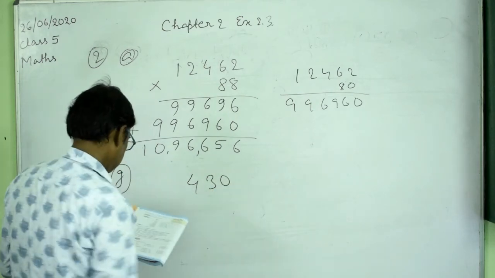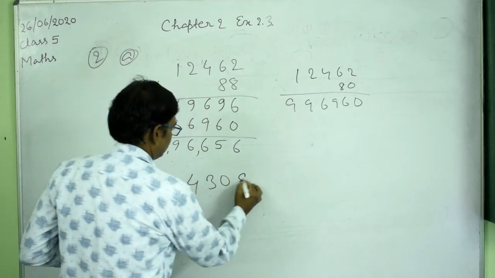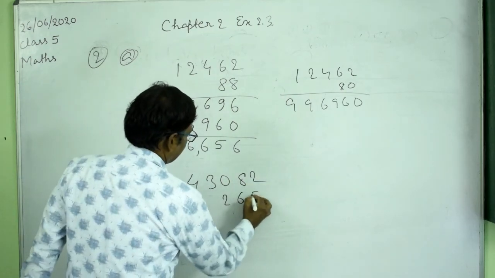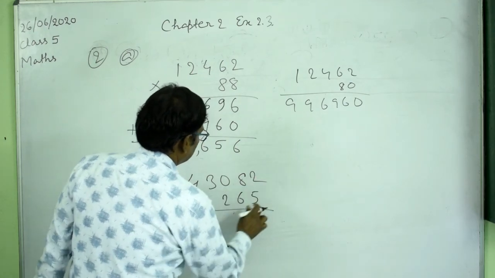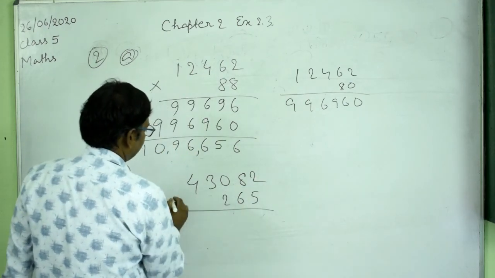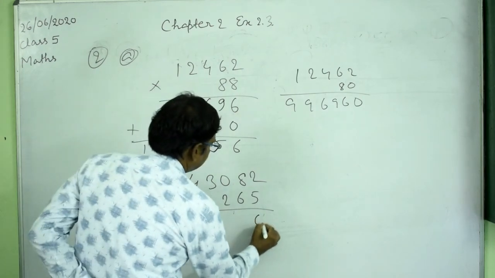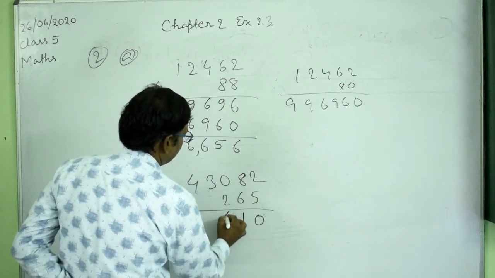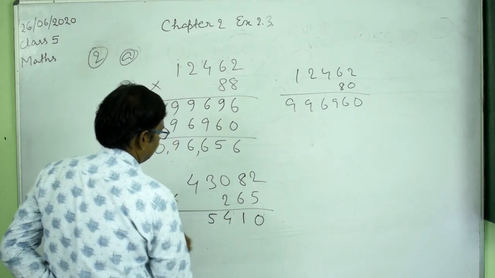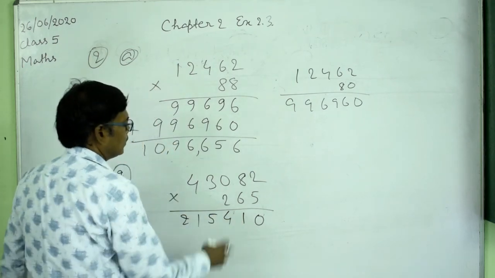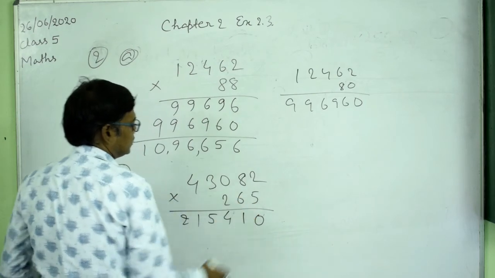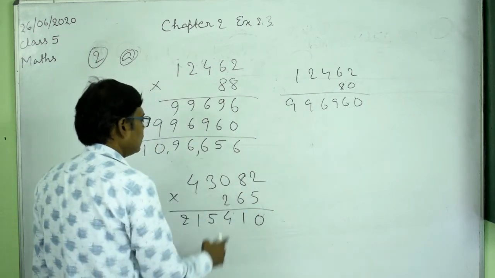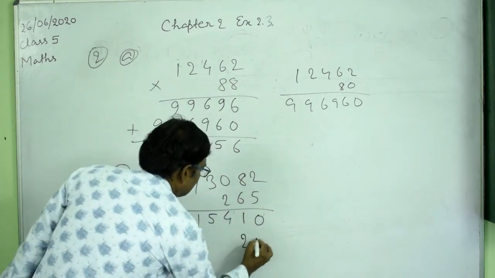So 430 into 82 and into 265. First multiply this number with 5. 5 twos are 10, and 8 fives are 40 plus 1 is 41, then here 4. Now multiply this number with 60. So you will have 6 twos are 12 here, and then here 0.